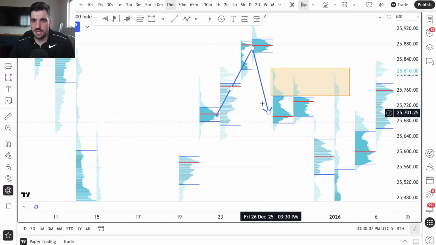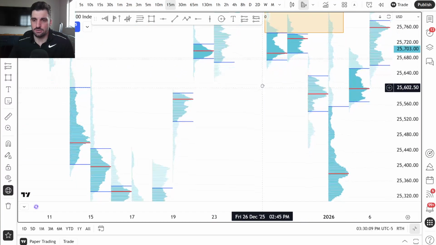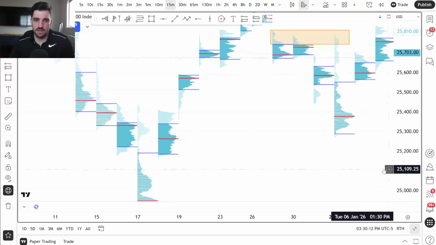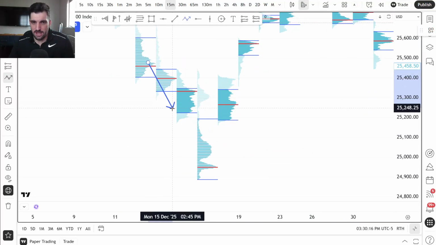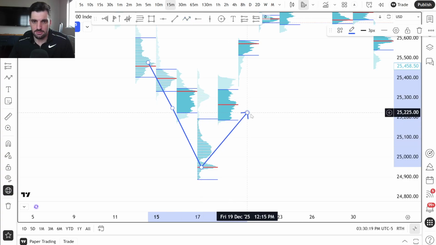We see the defense. Now, if we take things back to that original shift up in value that happened back here: shift down, shift down, shift down, shift up, right?